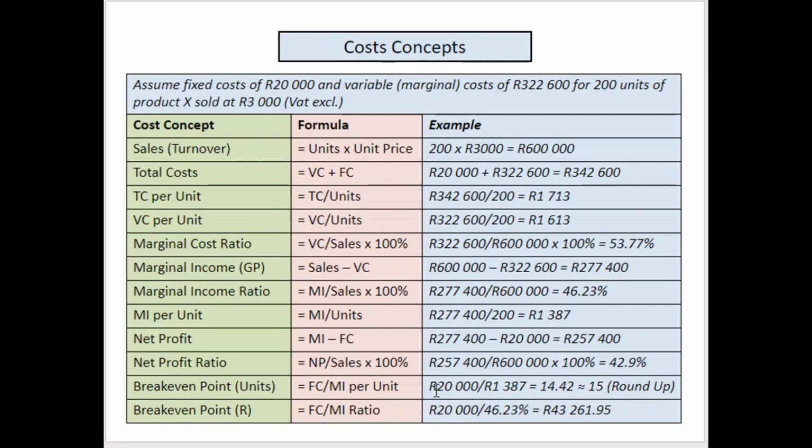So here it is. 20,000 divided by 1,387, the marginal income per unit that we calculated there, is equal to 14.42. But now we have a challenge. You cannot possibly sell 0.42% of a product.